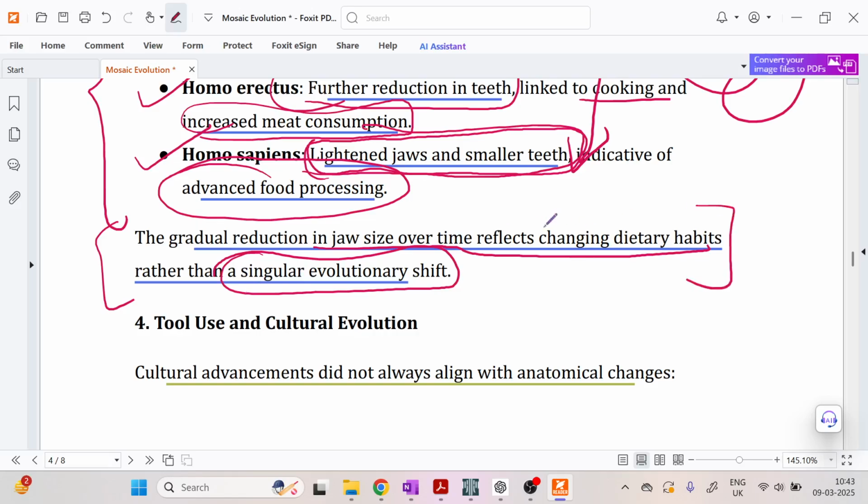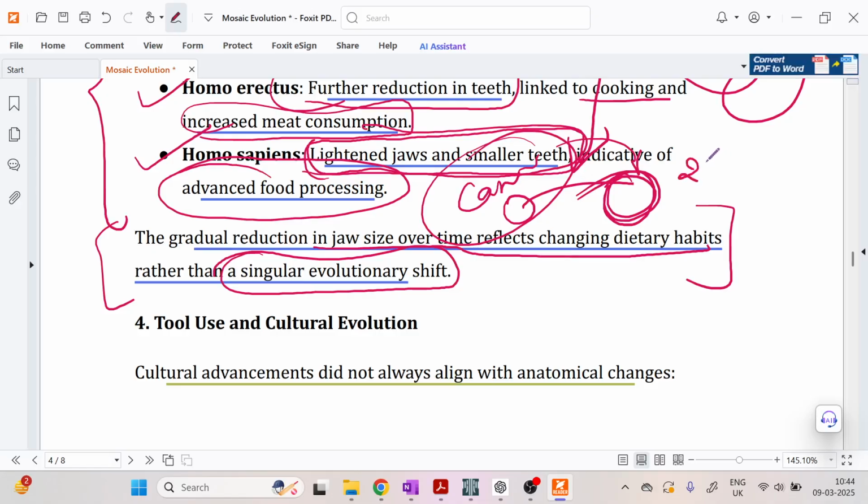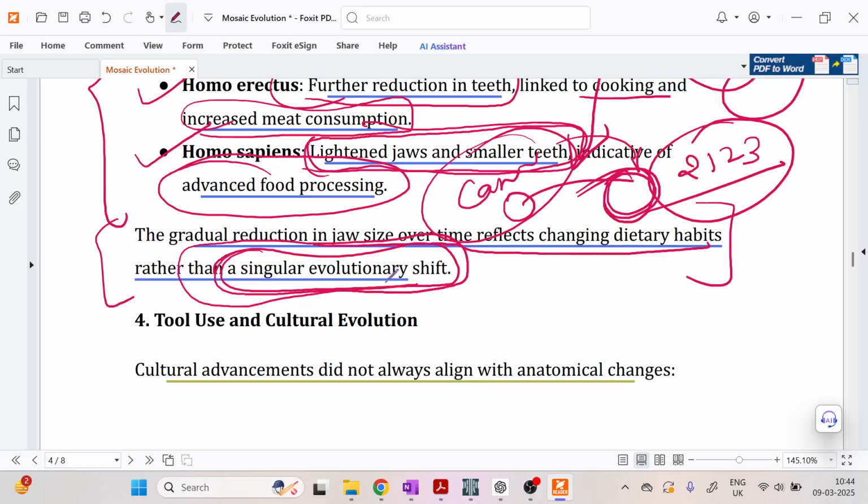So ऐसा नहीं है कि जस्ट एक स्पीशीज से दूसरी में ट्रांजिशन होते ही जो टेथ स्ट्रक्चर है पूरा चेंज हो गया. The early species had large canine, and then we have the modern teeth structure with simple teeth and a pattern of 2 1 2 3. So again बात वही है कि it was not a uniform transition.